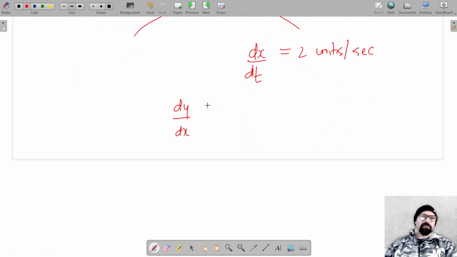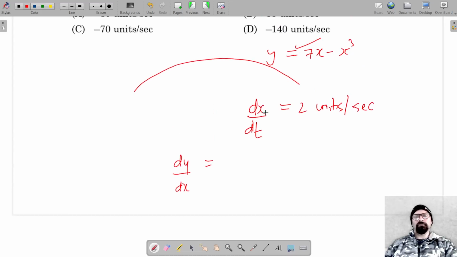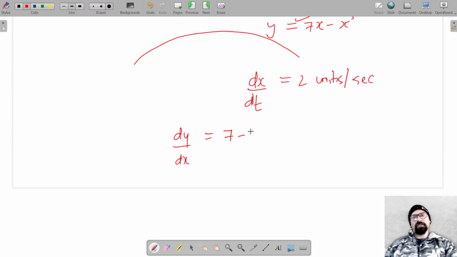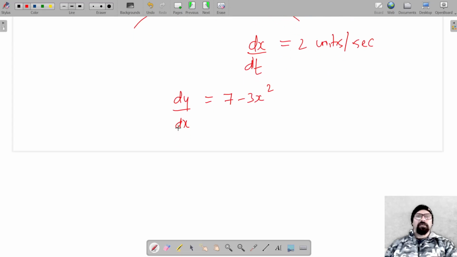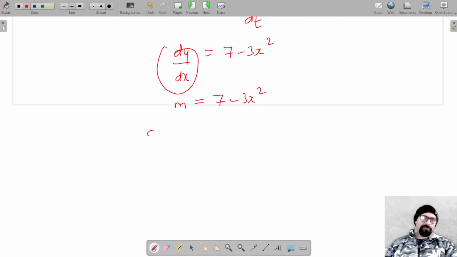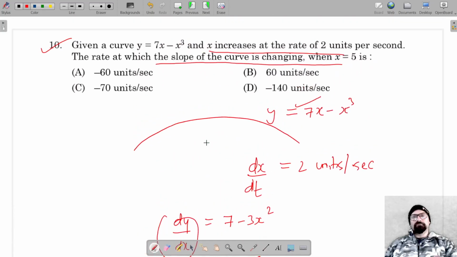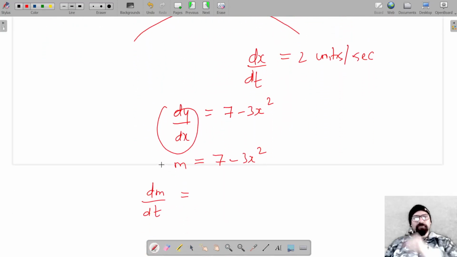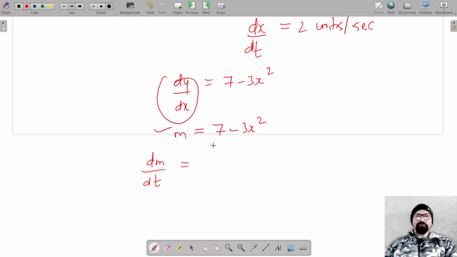So let's find out the slope. dy by dx would be the differentiation of this, which is 7 minus 3x squared. Now dy by dx is the slope, so let's treat it as m. So m is 7 minus 3x squared. Now we have to find the rate at which the slope is changing, so that would be the differentiation of this with respect to t. So 7's differentiation is 0 minus 3 into 2x into dx by dt.